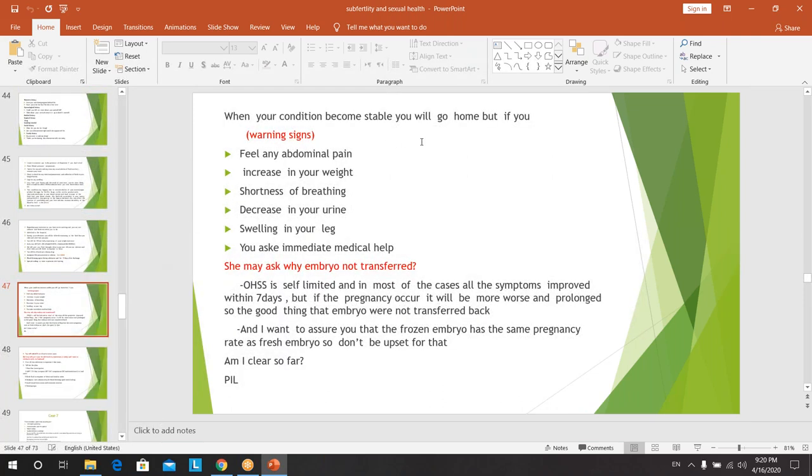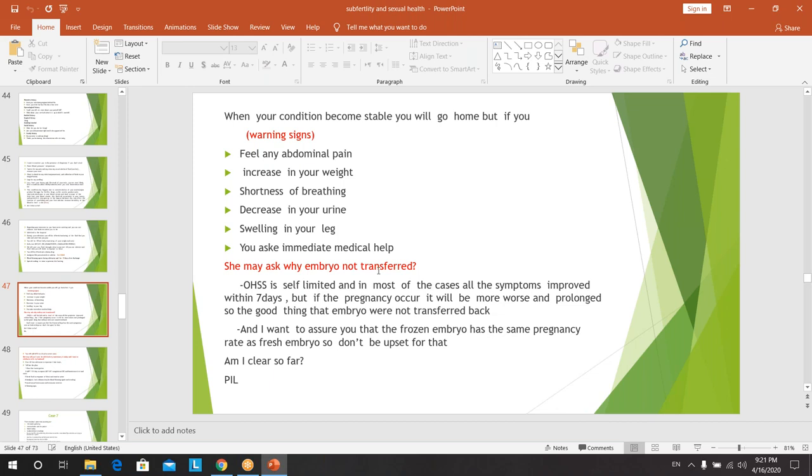Okay, when your condition becomes stable, you will go home, and give her warning signs. Take care of the warning signs in every station. Every station has warning signs. You have to mention two to three of them because it is patient safety. For example, in a patient with diabetes, tell her about the hypoglycemic warning signs: when she feels headache, sweating, anxiety, hunger, to have a fast-acting glucose. Also, this patient has warning signs: when she goes home, if she feels abdominal pain, decrease in her weight, shortness of breath, decrease in urine, or swelling in her legs, she should ask for medical advice immediately.